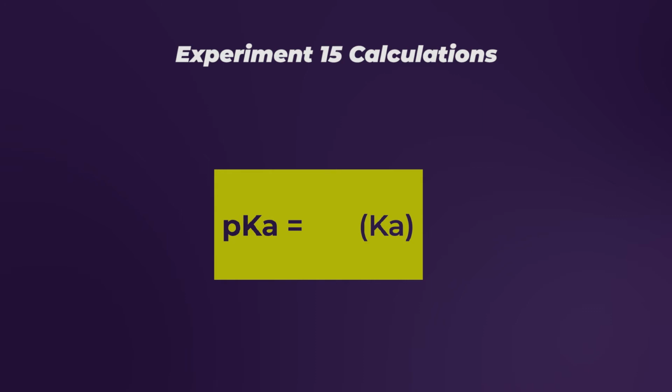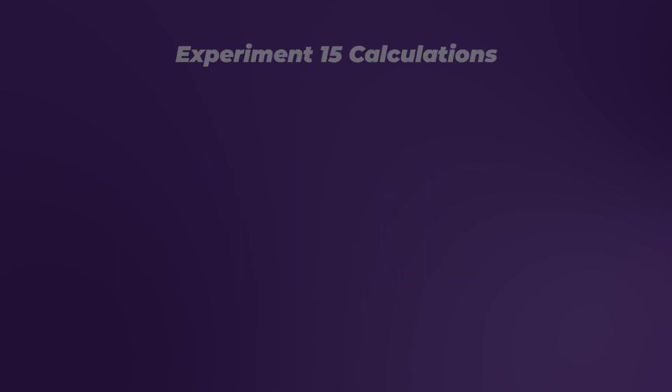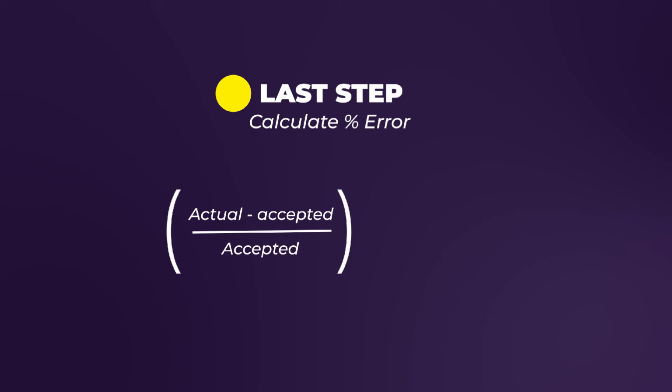Now, this is a very simple equation. The only thing we have to do is apply negative log to that Ka value, and that finally gives you your pKa. So once we're able to solve for the pKa, the last thing you guys need to do is solve for the percent error. So to calculate percent error, we're just going to do the actual minus the accepted value over that accepted value. Now make sure this is the absolute value multiplied by 100 so that you end up in a percentage.